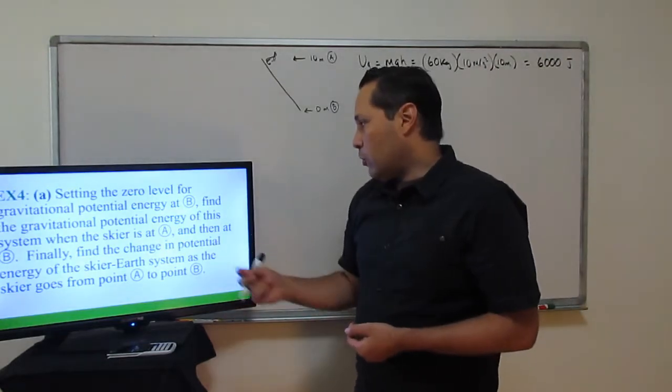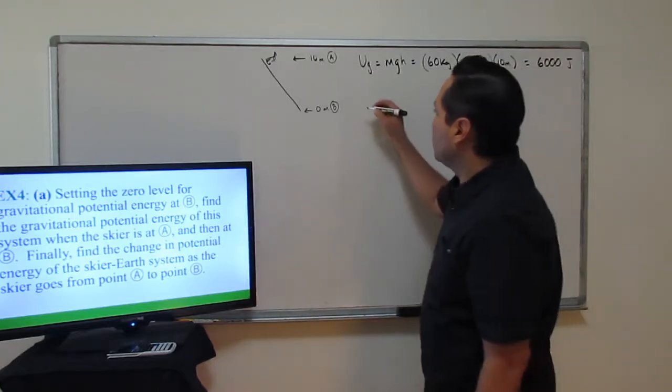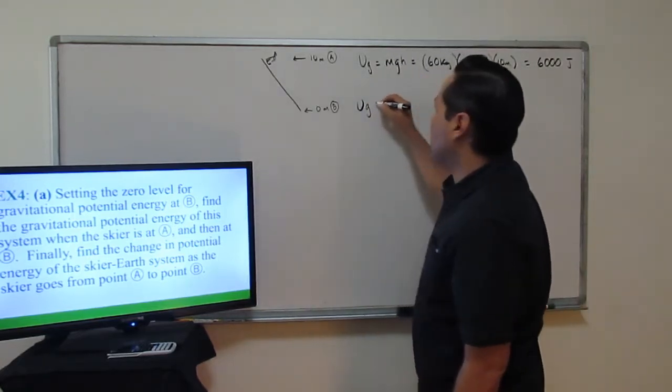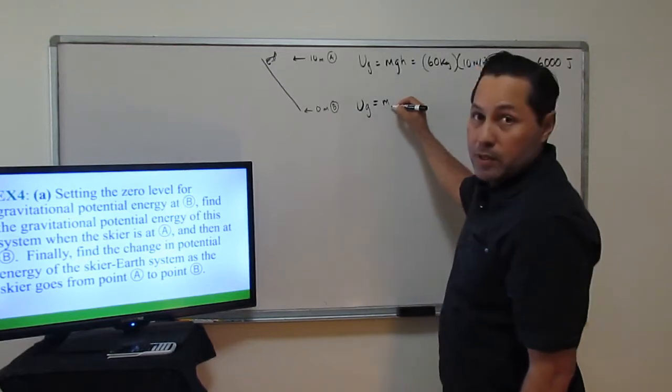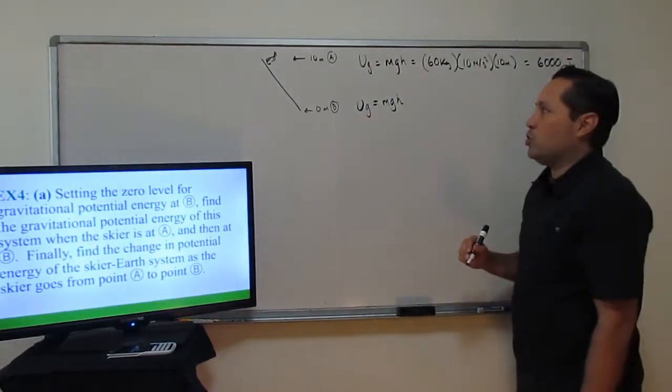Next they ask us to also find the potential energy at point B. At point B, again we use the same formula for gravitational potential energy. The mass remains the same, gravity due to Earth remains the same, but it's only the height that is changing.